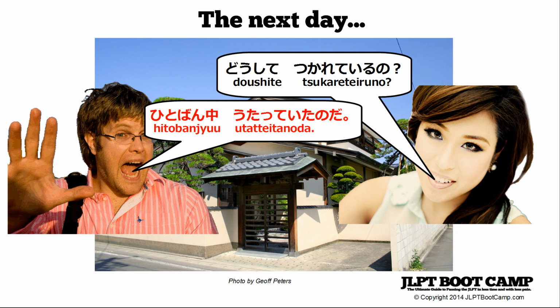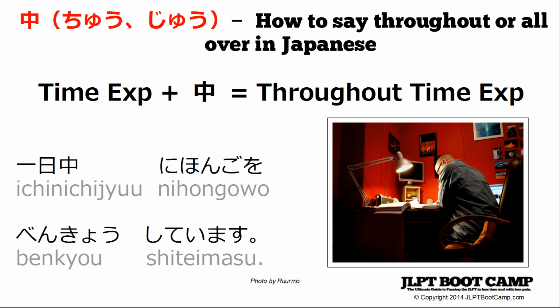And so this ju or chuu is how to talk about throughout or all over in Japanese. At the N5 level, it's going to be used for throughout a certain time. It does also have another meaning of all over, as in physically all over something, but it doesn't appear to be used that way at the N5 level quite yet. So just keep that in mind.